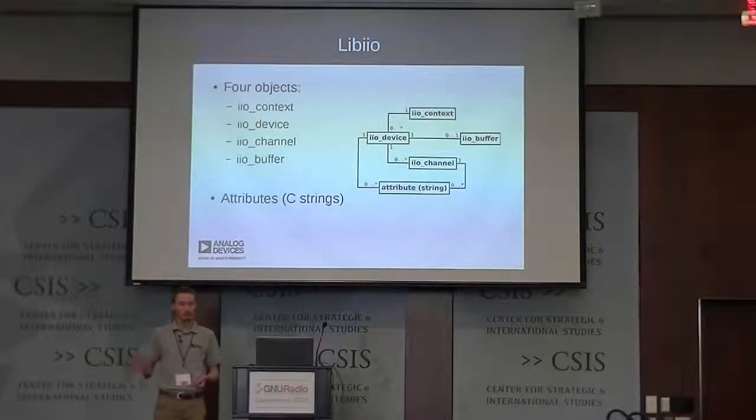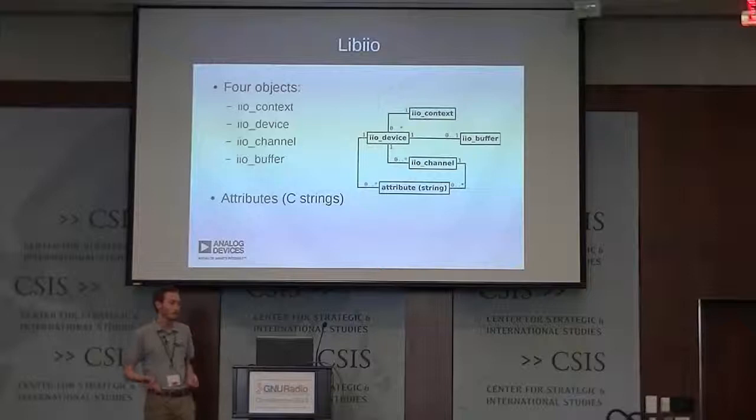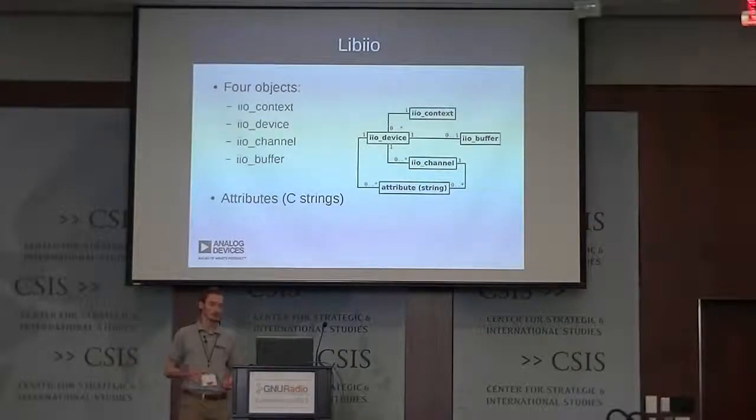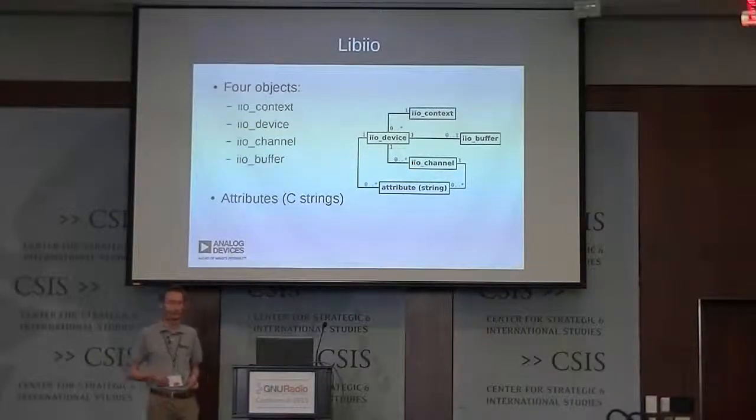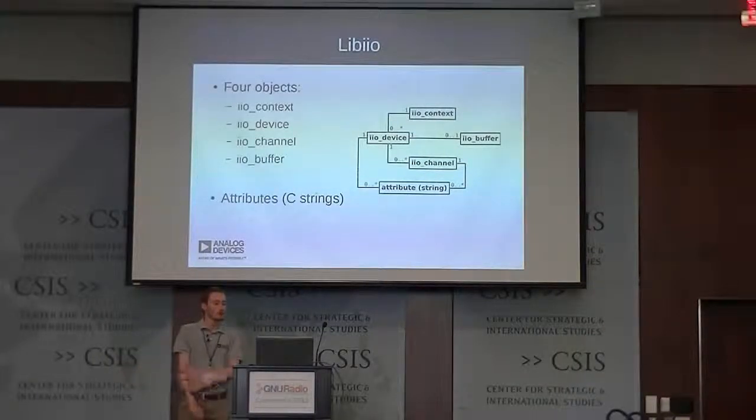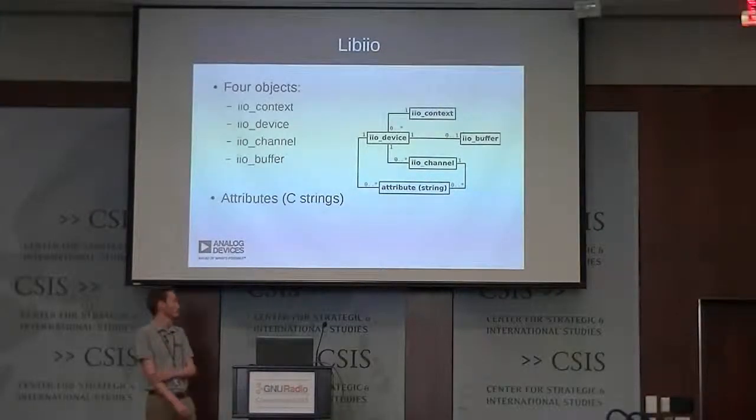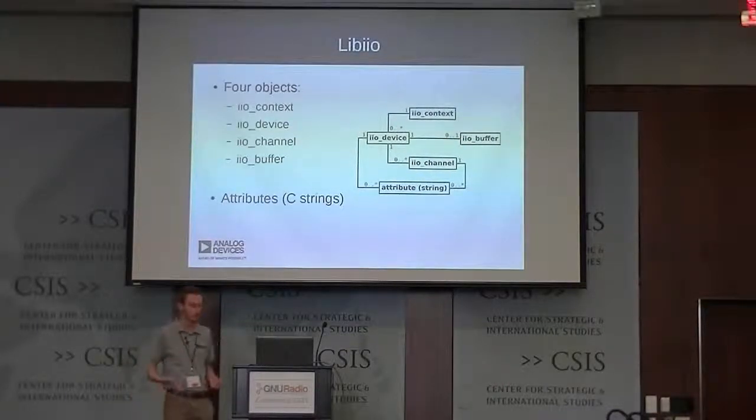Each device can have 0 or multiple channels. And the device channels can have attributes. And the attributes are what you actually read and write to change the parameters. And the IIO device can be associated with an IIO buffer, which is the object that can be used to read and write samples.